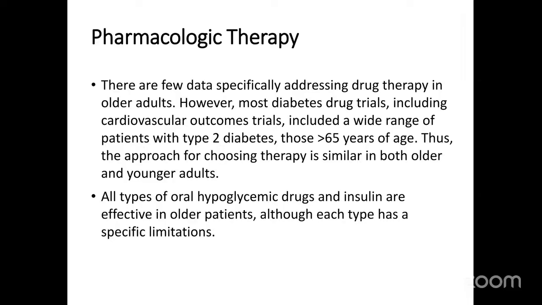The pharmacological therapy for type 2 diabetes, or for diabetes in general: there are few data specifically addressing drug therapy in older adults. However, most diabetes drug trials, including cardiovascular outcomes trials, included a wide range of patients with type 2 diabetes, those more than 65 years of age. Thus, the general approach for choosing therapy is similar in both older and younger adults. All types of oral hypoglycemic drugs and insulin are effective in older patients, although each type of drug has its own specific limitations.